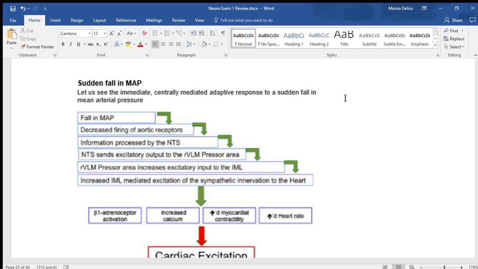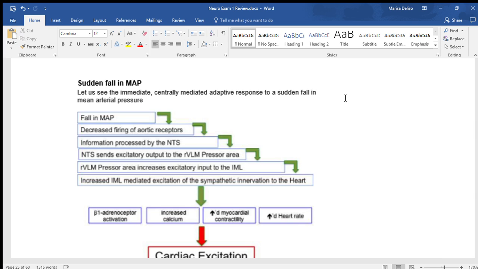So I already know without even knowing anything that my RVLM is going to be activated, but let's go through the pathway. My blood pressure falls, which means I have less pressure in my, let's say, vagus, so let's say my aorta. So I'm going to have less firing of these receptors. So this information is going to be transferred to my NTS, right? And that's in my medulla. Then my NTS is going to communicate with my RVLM because that's also my medulla. They're literally right next to each other.